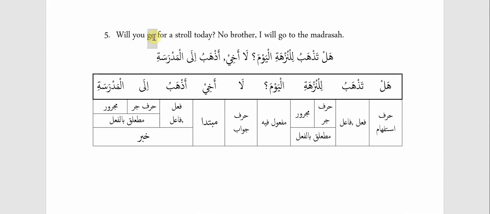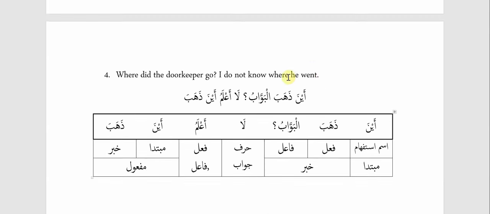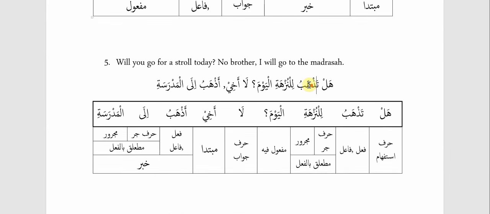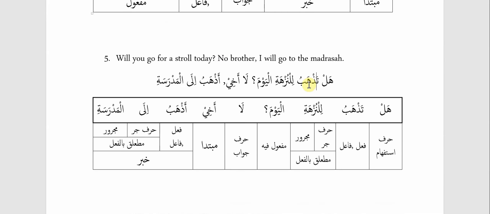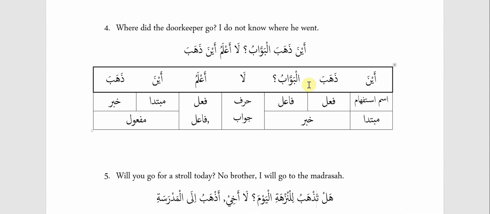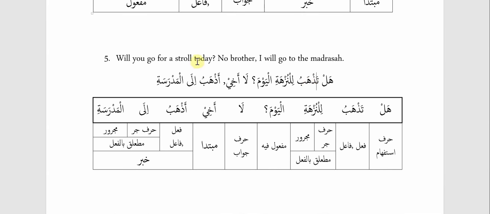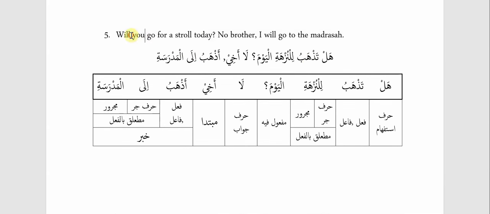And lastly, will you go for a stroll today? No, brother, I will go to the madrasa. So, you go. ذهب was to go. Your present tense form, or your future, is going to be يذهب. And the Anta version is going to be تذهب.